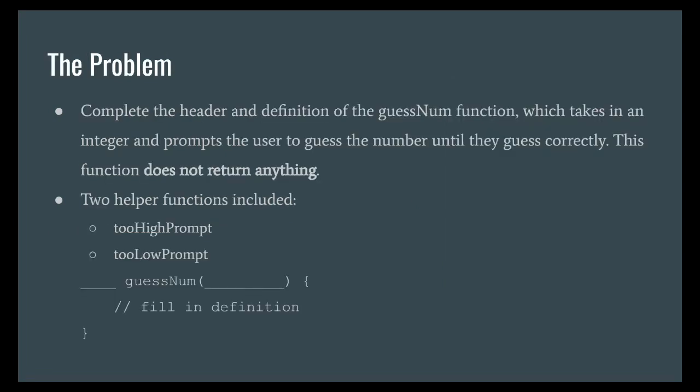So the problem reads as follows. Complete the header and definition of the guessNum function, which takes in an integer and prompts the user to guess the number until they guess correctly. This function does not return anything. Also note that this problem includes two helper functions, the toHigh prompt and toLow prompt. These are basically void functions that prompt the user for another guess if their original guess is incorrect. And then this is what the problem is going to look like. You're going to fill in these blanks in the function header and then also write the definition.